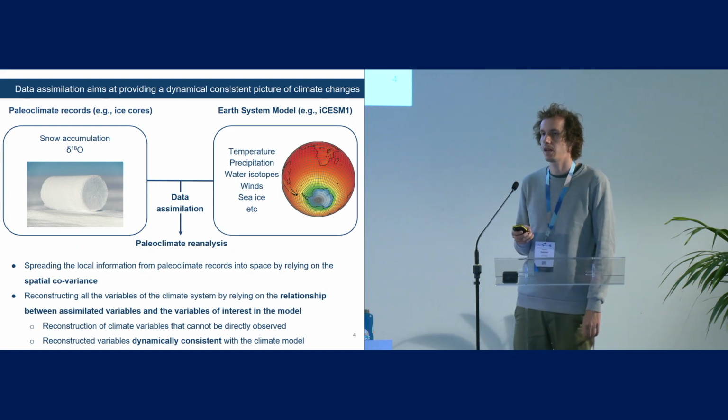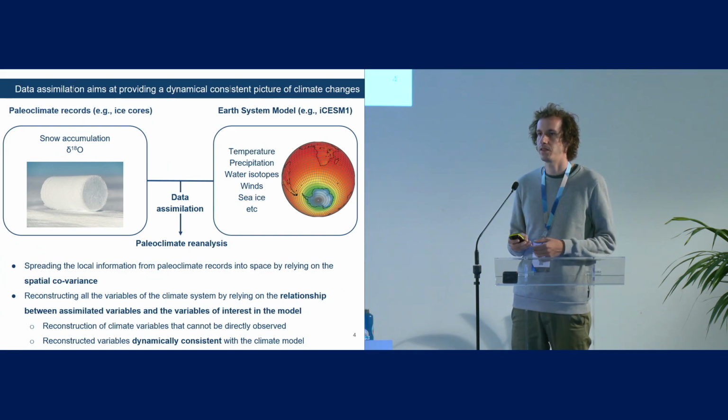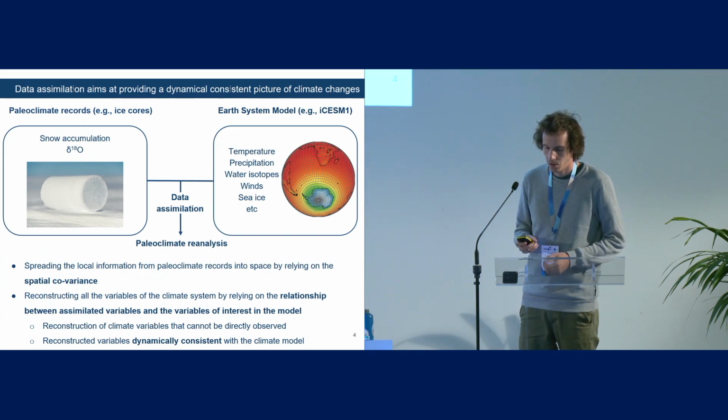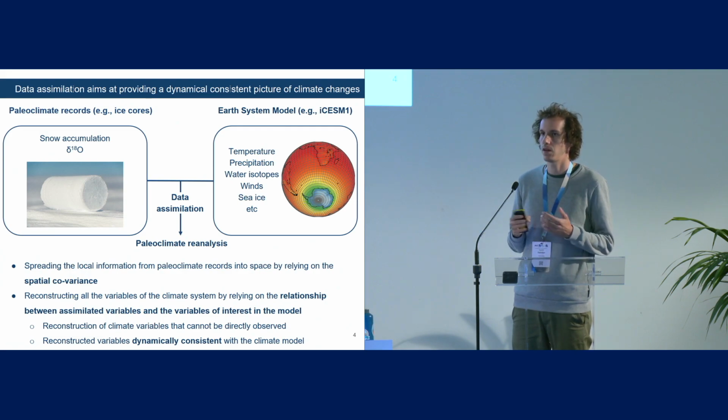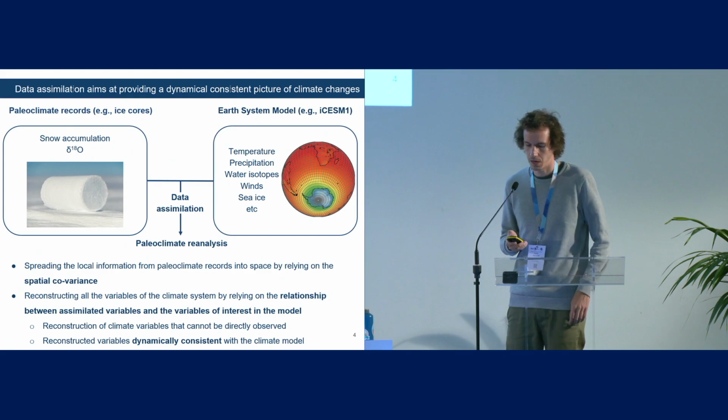And probably the main advantage of data assimilation is that by relying on the physics of the climate models, the final reconstruction is totally dynamically consistent, and so we can understand in a physical way all the changes that we observe from paleoclimate records.